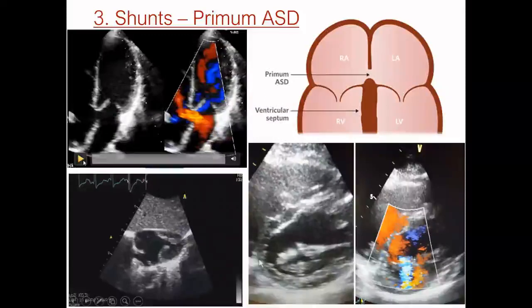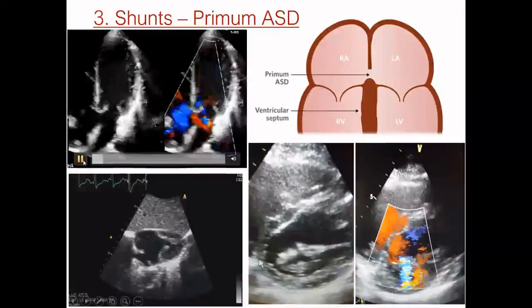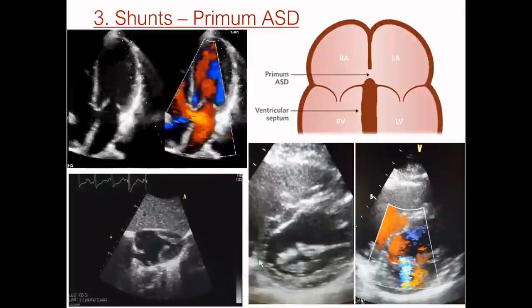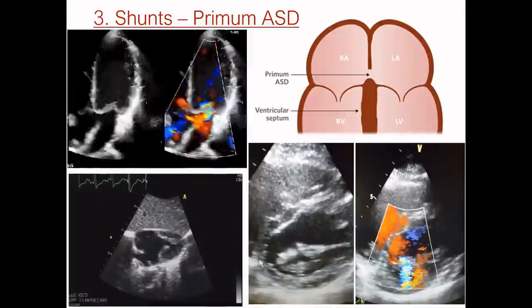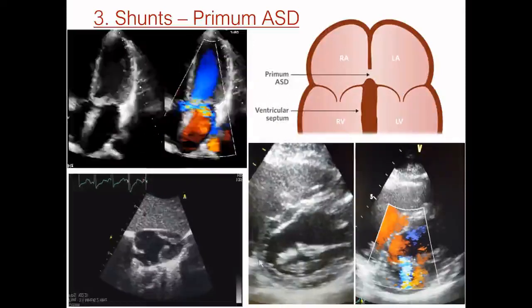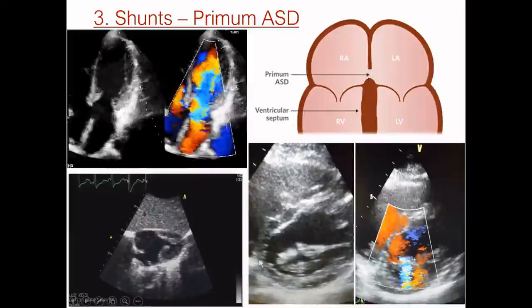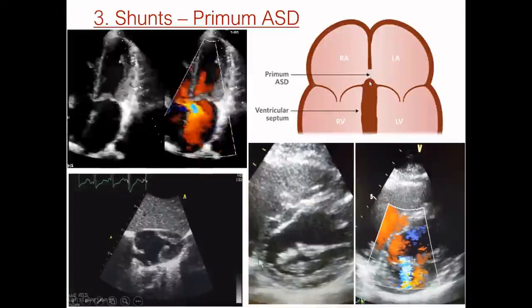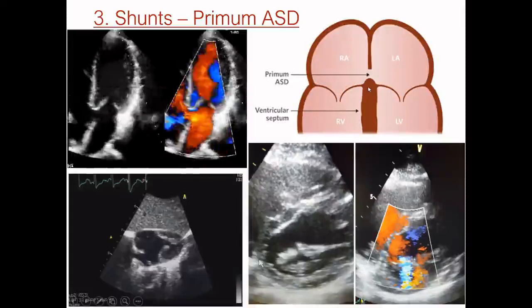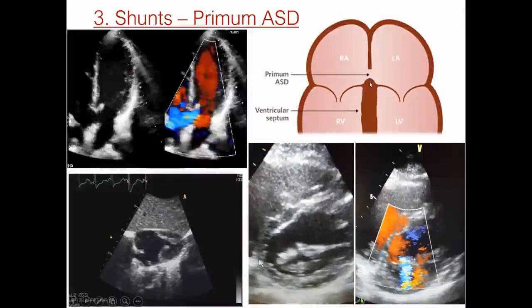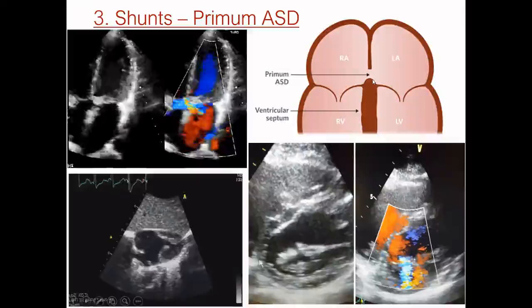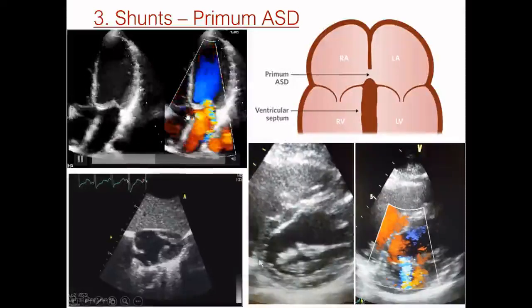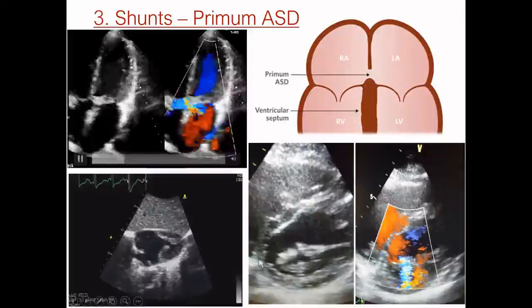So now we'll move on to primum ASD. This is almost always associated with AV canal defect. It usually happens just inferior or superior, however you want to look at the heart orientation, below the ventricular septum near the top of the atrial septum. So you can see here, there's a nice defect just below the AV valves.